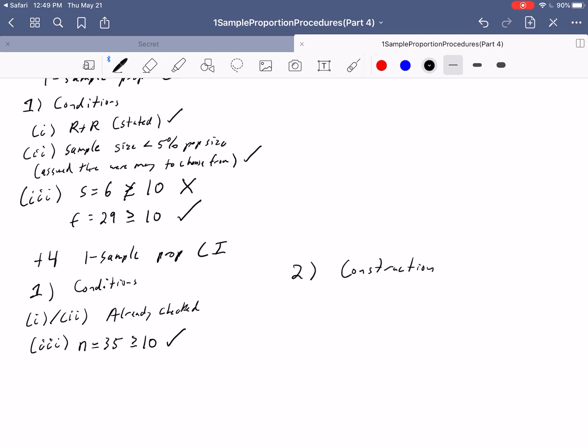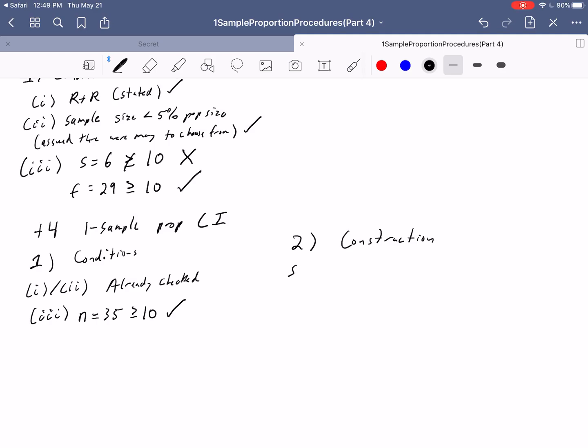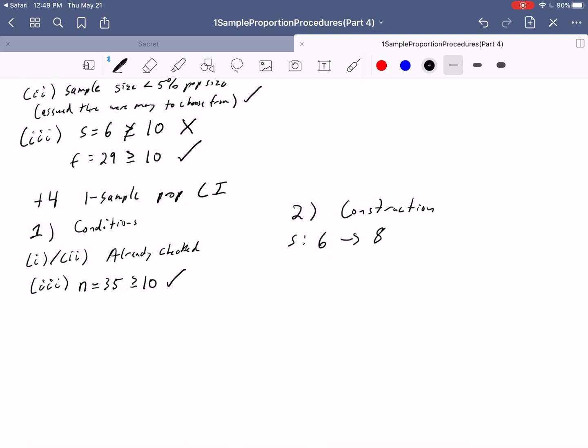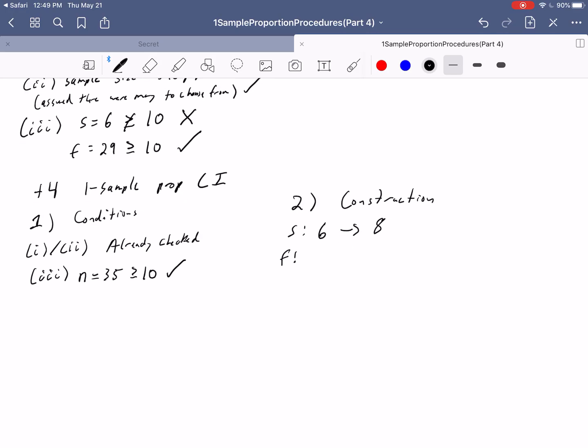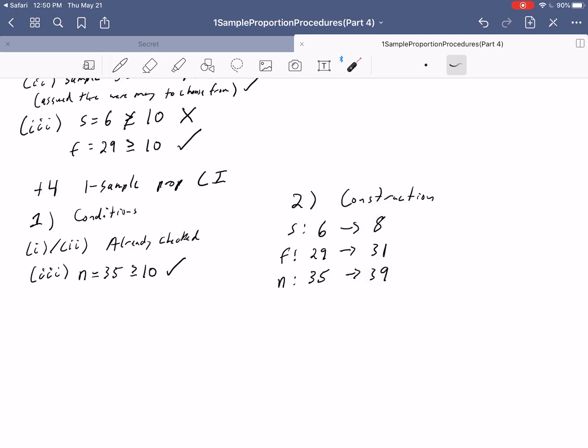To do the construction, we need to modify our data. Our successes, which were 6, we're going to add 2 to them. So now we're going to imagine we have 8 successes. And our failures, where we had 29, we're going to add 2 to that and imagine that we had 31. Notice that our sample size, which was originally 35, is now going to be 39, because we added 2 to the successes and added 2 to the failures. That adds 4 to our sample size. So this will be the data that we'll be using.